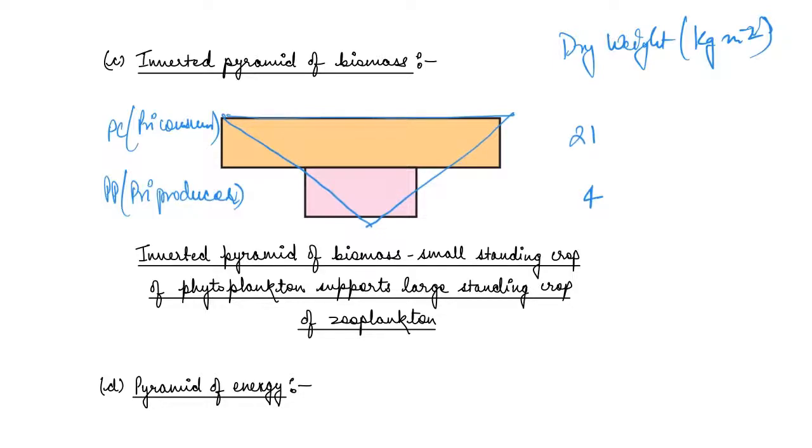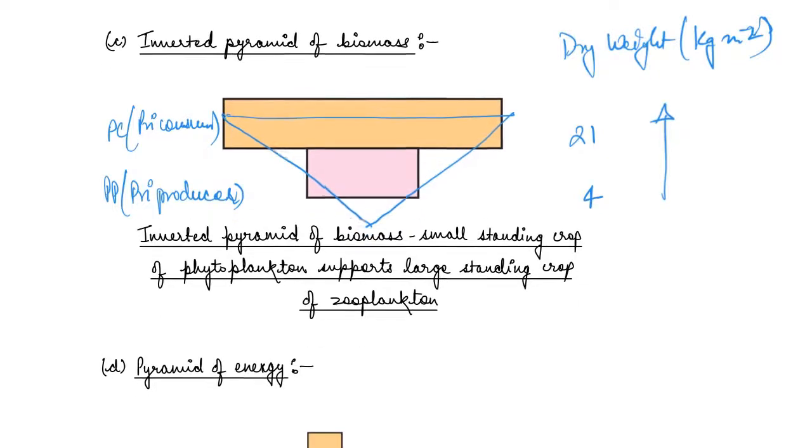So you see an inverted pyramid where as we move towards the higher trophic level, the dry weight is increasing, right? So basically in case of biomass, you will get a normal pyramid of biomass as well as an inverted pyramid of biomass, right? Now let's see the last one, which is pyramid of energy.